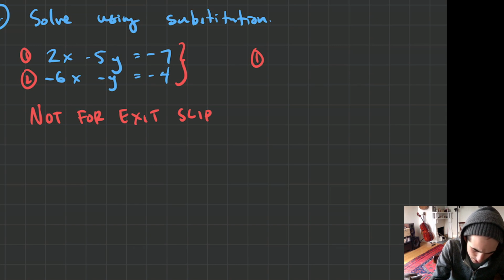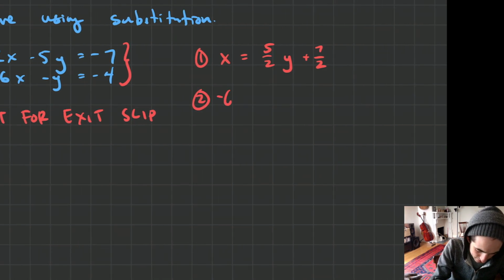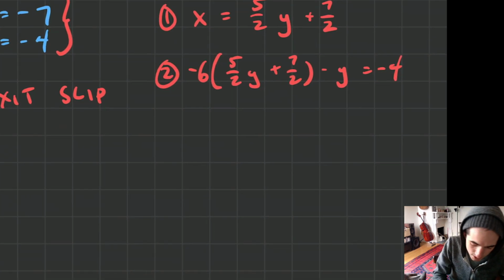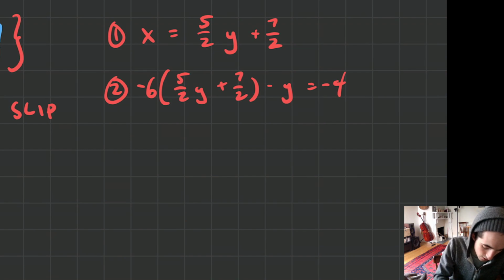So I'm going to say that x is equal to 5 over 2y plus 7 over 2, and then I will plug that into the other equation. So in equation 2, I've got negative 6 times 5 over 2y plus 7 over 2 minus y equals negative 4. I'm going really quickly because I just want to give you the solution so we can move on.